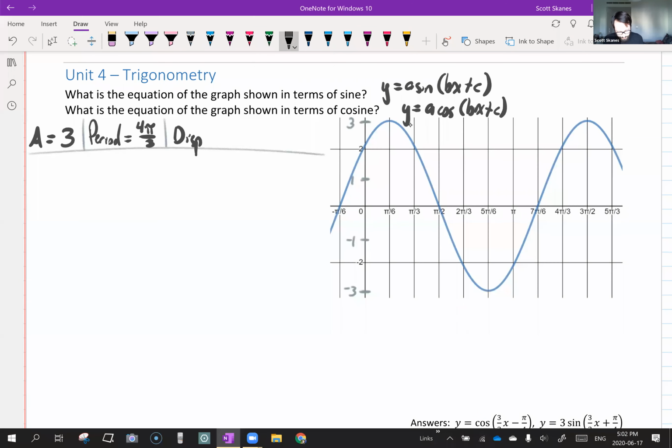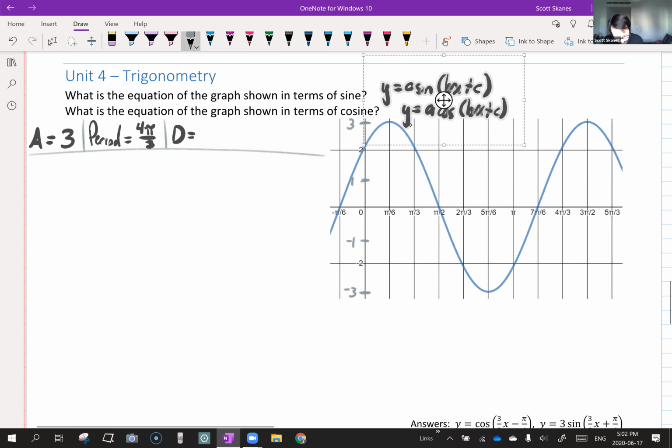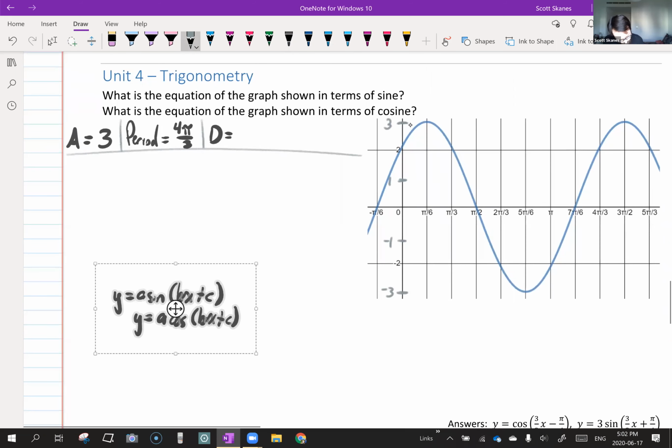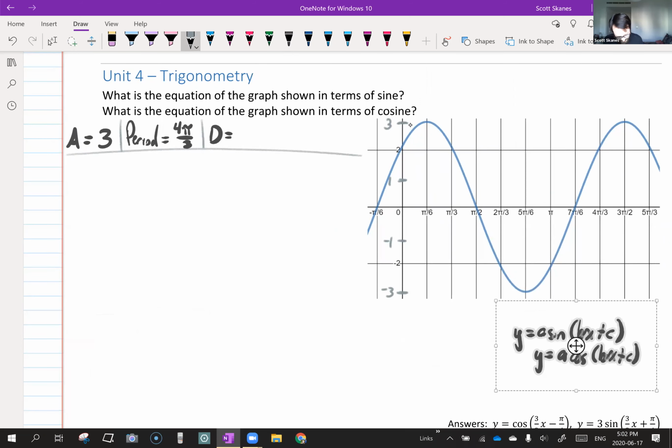Next is displacement. I'm just going to call it D. How do I get displacement? Let me remind you what the shapes are. Because, yeah, Mohammed, if you're saying you're getting mixed up, I'll help you out. Let me just move this somewhere else.